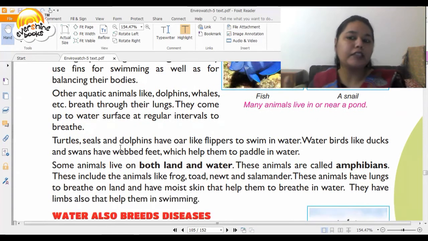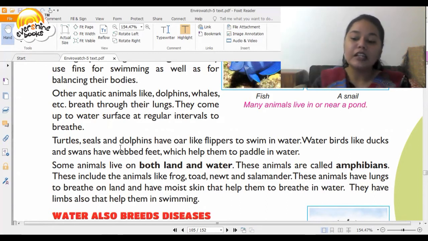I'm sure you might have seen this if you've ever been on a yacht, on a boat ride, you might have seen dolphins coming out of water. They just take out some portion of their mouth out of water so that they can breathe. Turtles, seals, and dolphins have oar-like flippers to swim in water. Water birds like ducks and swans have webbed feet, which help them to paddle in water.